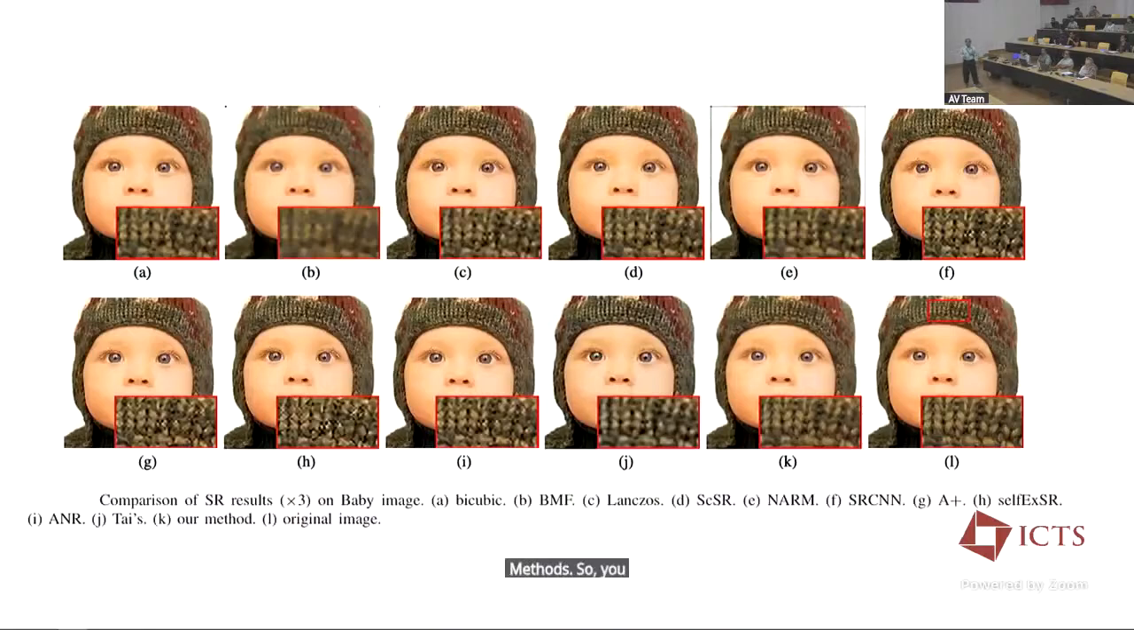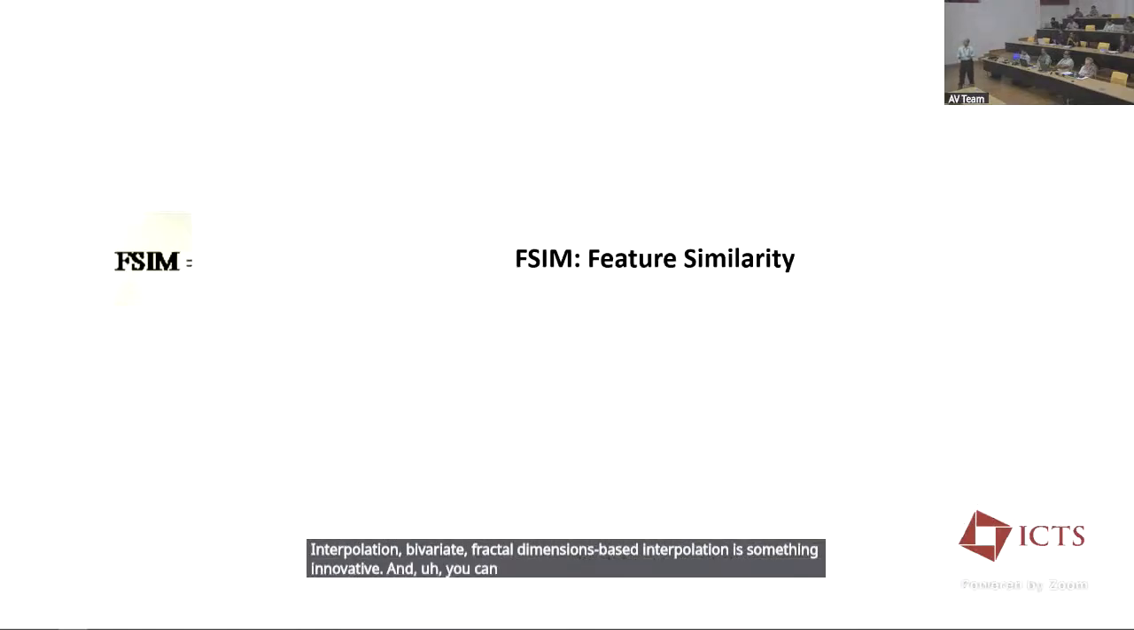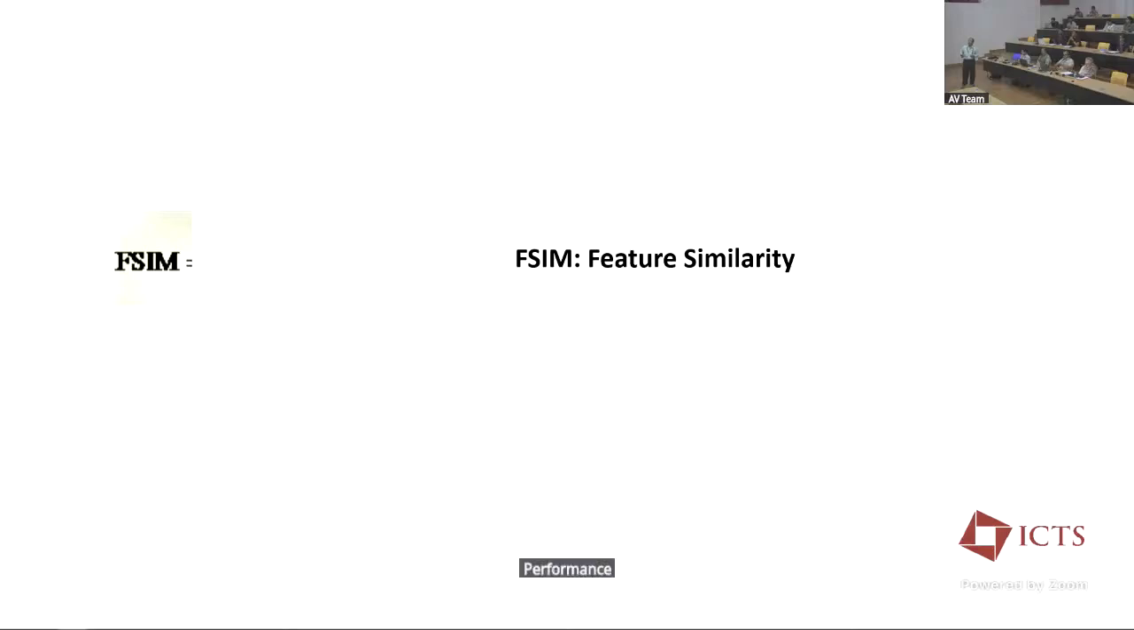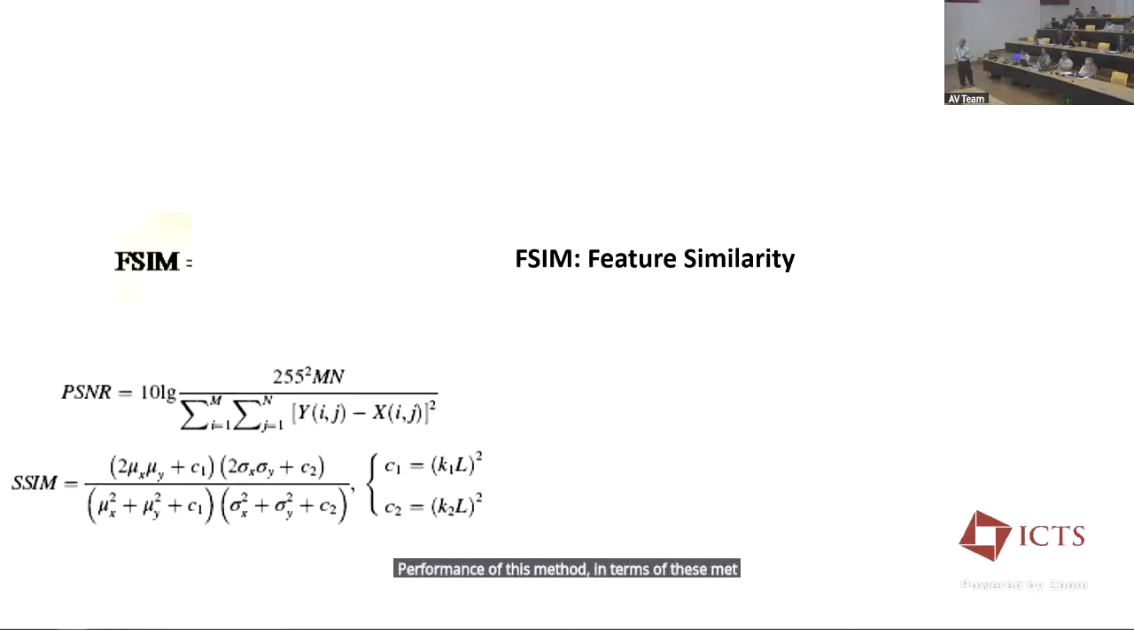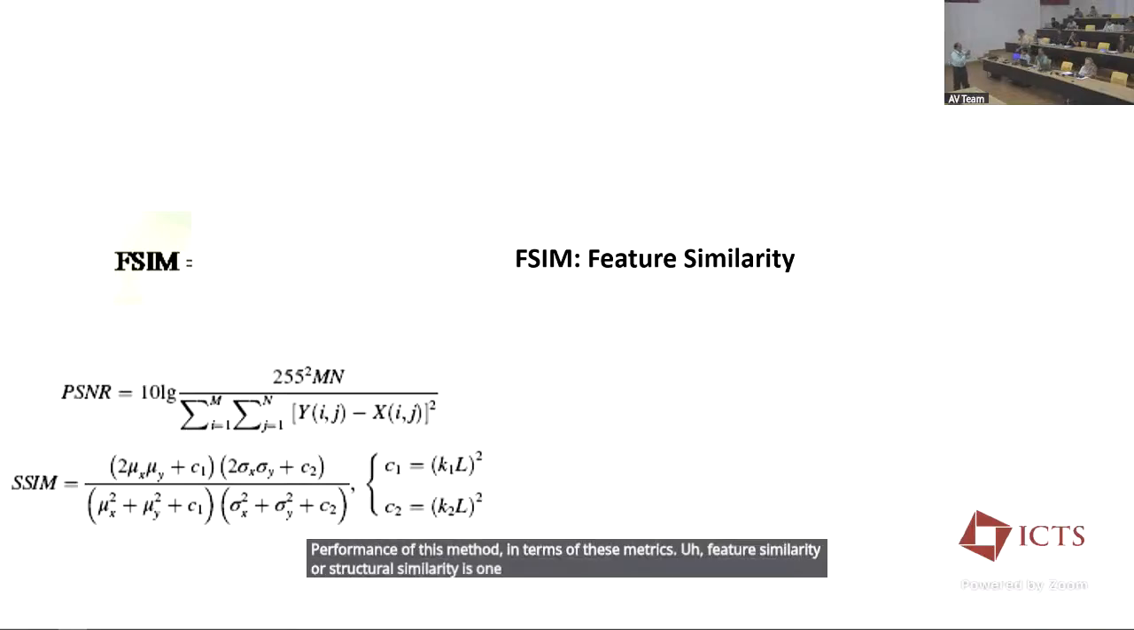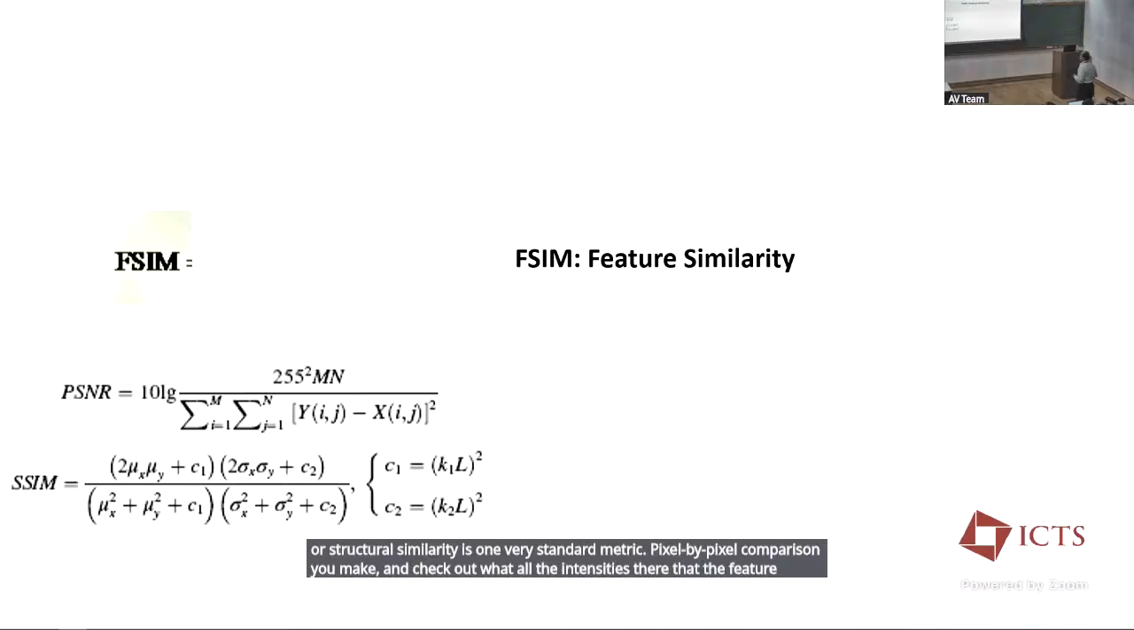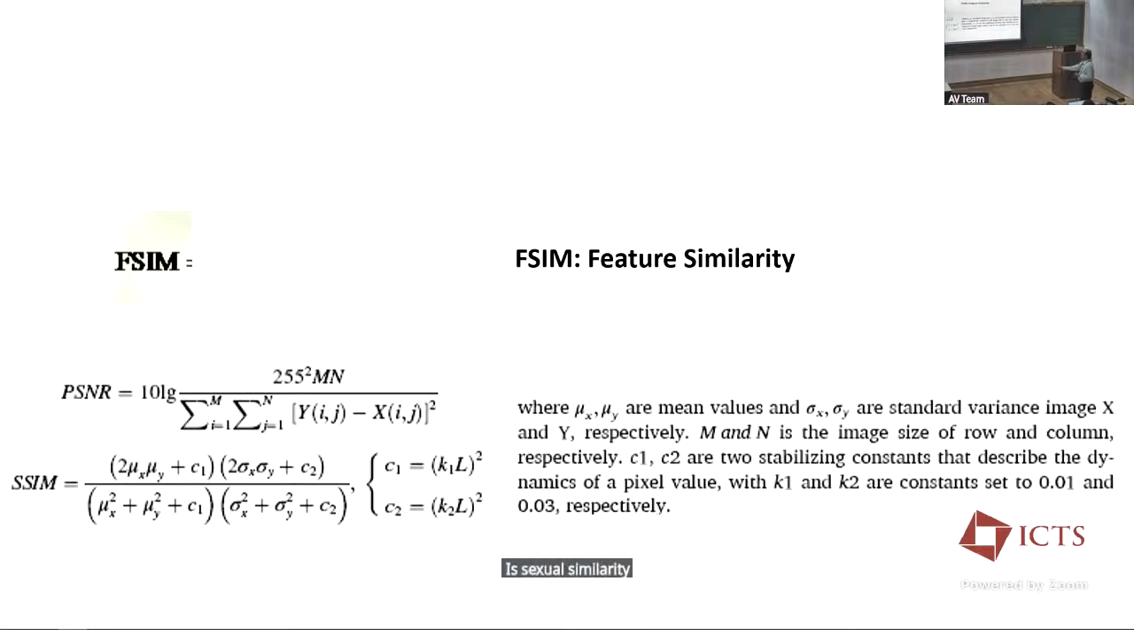So you will be able to use these based on the idea of interpolation. Bivariate, fractal dimensions based interpolation is something innovative, and you can see the performance of this method in terms of these metrics. Feature similarity or structural similarity is one very standard metric. You make a pixel by pixel comparison and check what the intensity is. Peak signal to noise ratio is another, and SSIM is the structural similarity. So these are the definitions of these metrics, the way you can calculate them based on the image.